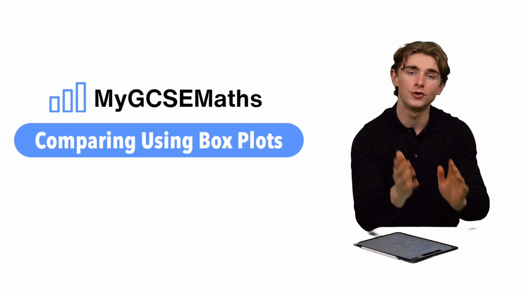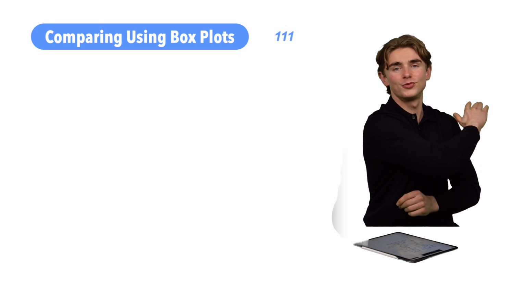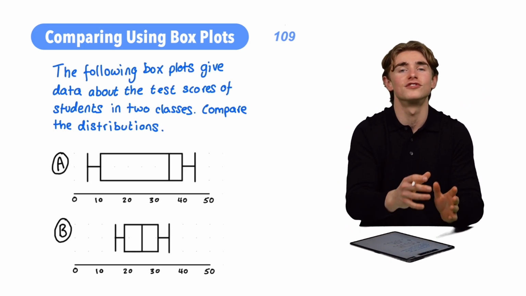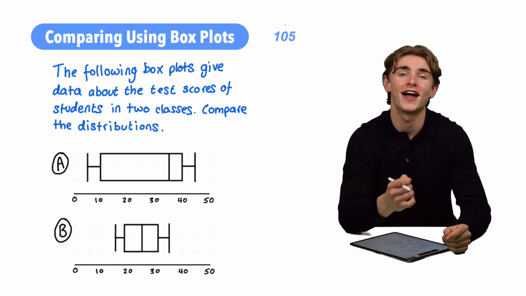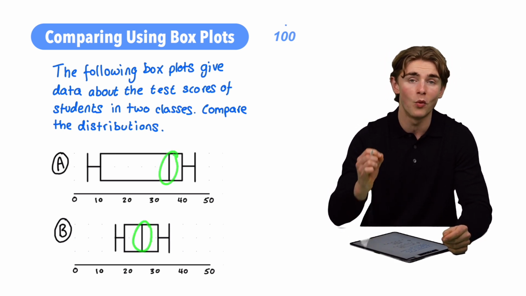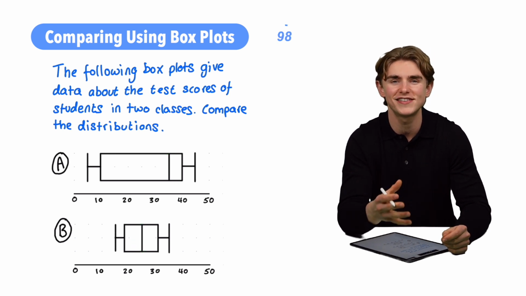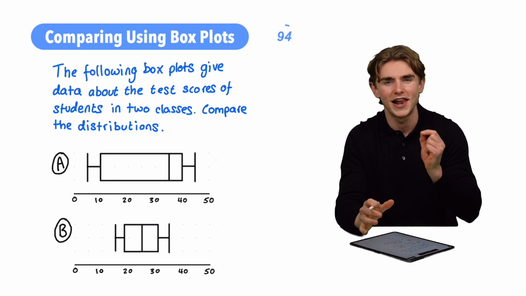How to compare distributions using box plots in 111 seconds. Let's go. Whenever it comes to comparing distributions using box plots, the key is going to be to make one comment on which data is higher on average, and that's going to be by comparing our medians, and to make one comment on which data is more consistent by comparing either our ranges or our interquartile ranges. Let me show you what I mean.